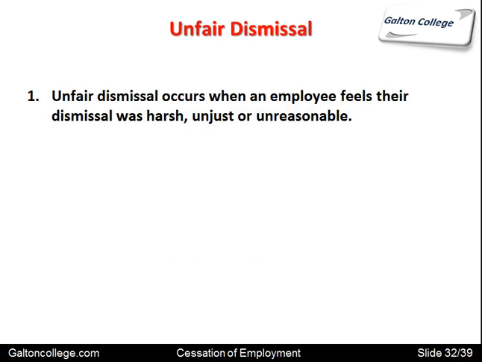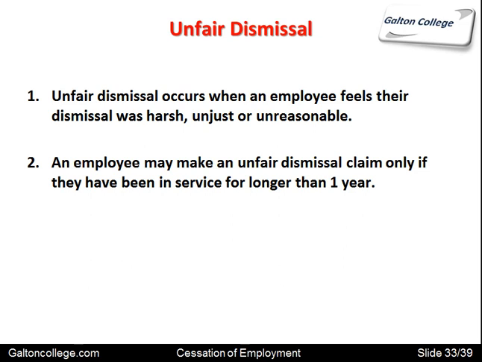Now, unfair dismissal. Well, unfair dismissal occurs when an employee feels their dismissal was harsh or unjust or unreasonable. When an employee feels that, then there is a case here to examine, a case for unfair dismissal. An employee may make an unfair dismissal claim only if they have been in service for longer than 1 year. That's the law. So unfair dismissal only kicks in after a year. They can only claim unfair dismissal after a year of working for the company.